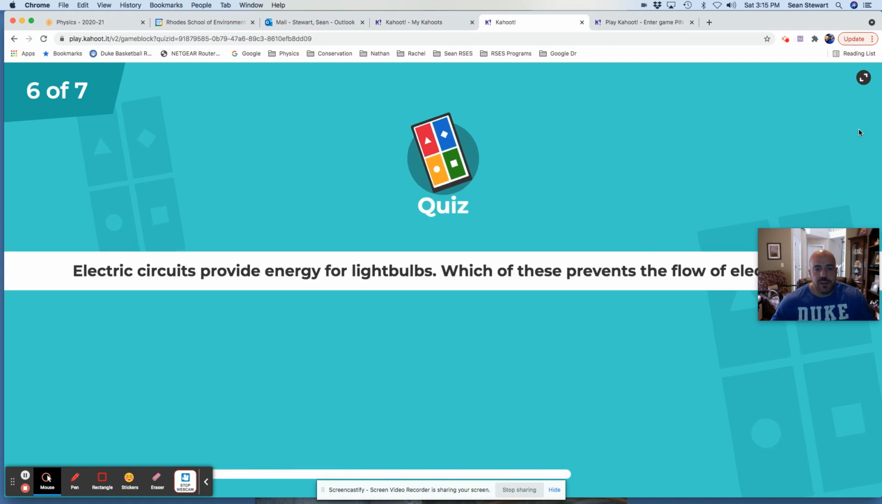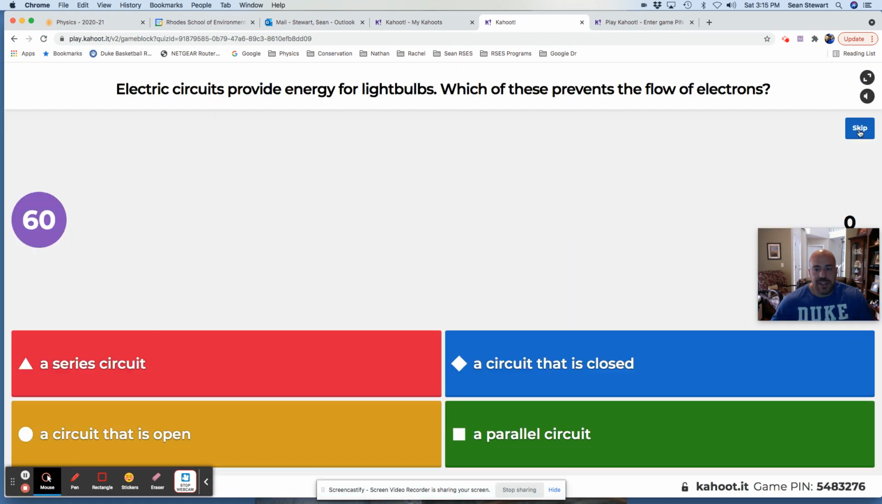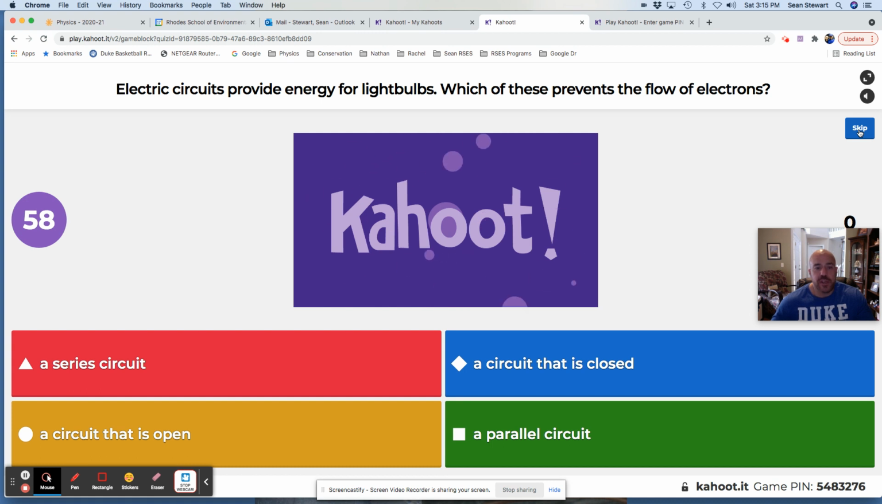Electric circuits provide energy for light bulbs. Which of these would prevent electricity or electrons from flowing? Go ahead, press pause.